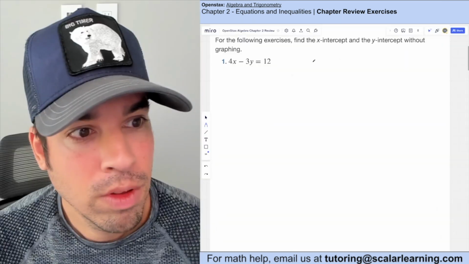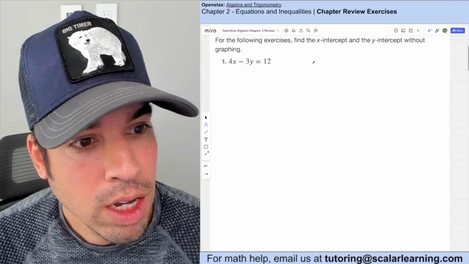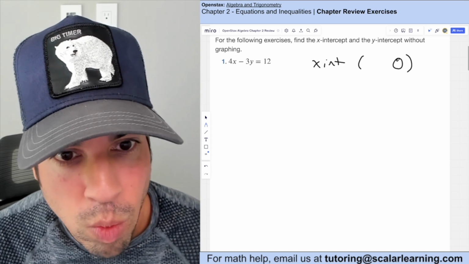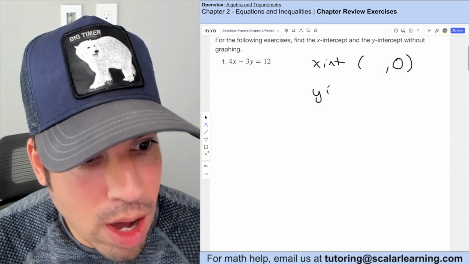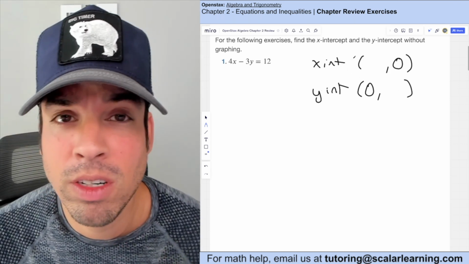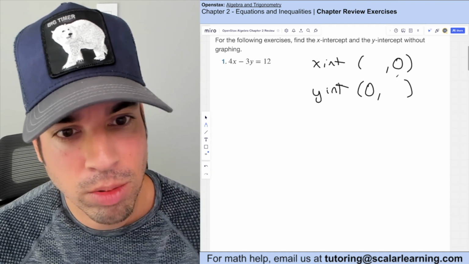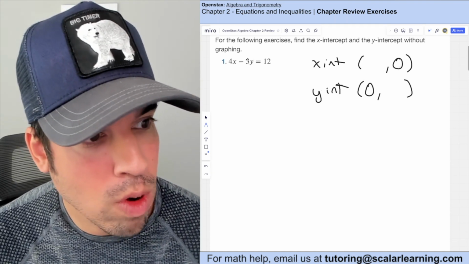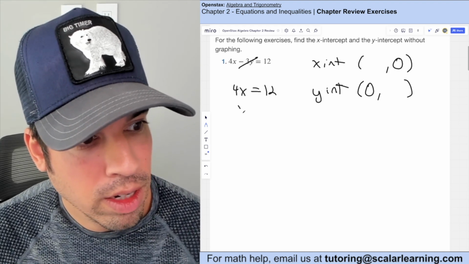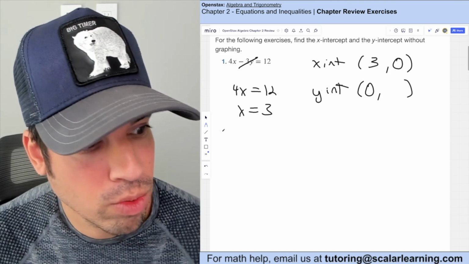Let's do it. For the following exercises, find the x-intercept and the y-intercept without graphing. If we remember, the x-intercept occurs when y equals 0, and the y-intercept occurs when x equals 0, because for the x-intercept, you're intersecting the x-axis, hence y is 0, and vice versa with the y-intercept. So if I just plug in 0 for y, that zeroes out. I get 4x equals 12, and x equals, divide both sides by 4, 3. So my x-intercept is at (3, 0).